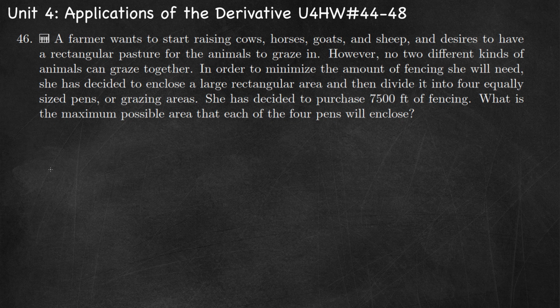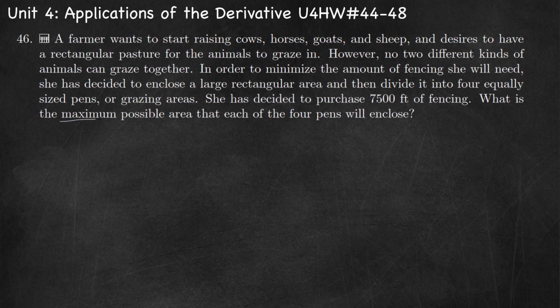Number 46. A farmer wants to start raising cows, horses, goats, and sheep and desires to have a rectangular pasture for the animals to graze in. However, no two different kinds of animals can graze together. In order to minimize the amount of fencing she will need, she's decided to enclose a large rectangular area and then divide it into 4 equally sized pens or grazing areas. She's decided to purchase 7,500 feet of fencing. What is the maximum possible area that each of the 4 pens will enclose?